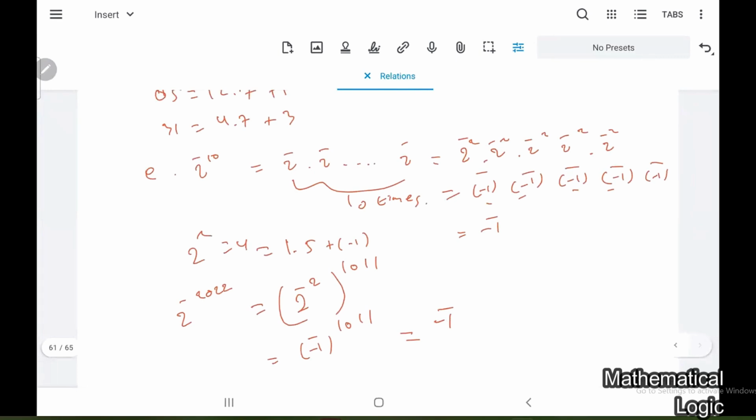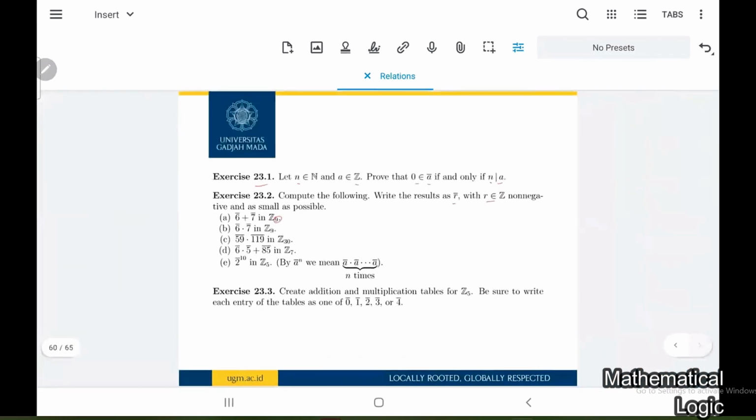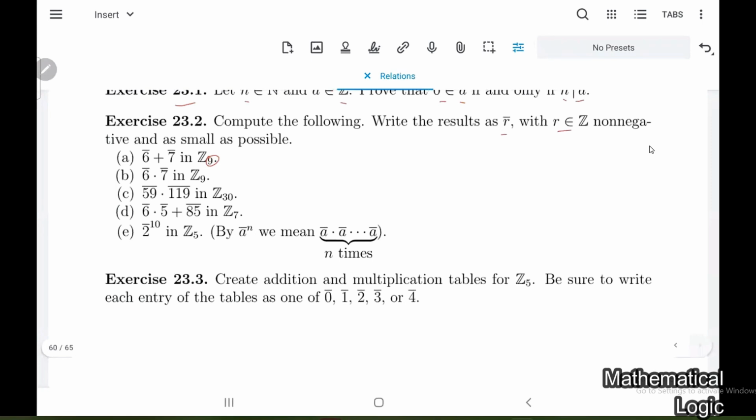Yeah, I think that's all for today. Any question maybe? Sir, I have a question. Okay. For the modules, we have to get to the smallest number, yeah? For example, the example 23.2.d, we cannot stop at 31 bar, yeah? We have to go until 3 bar. Yeah, because usually 31 bar and 3 bar are the same thing, right? Yeah, should be the same.